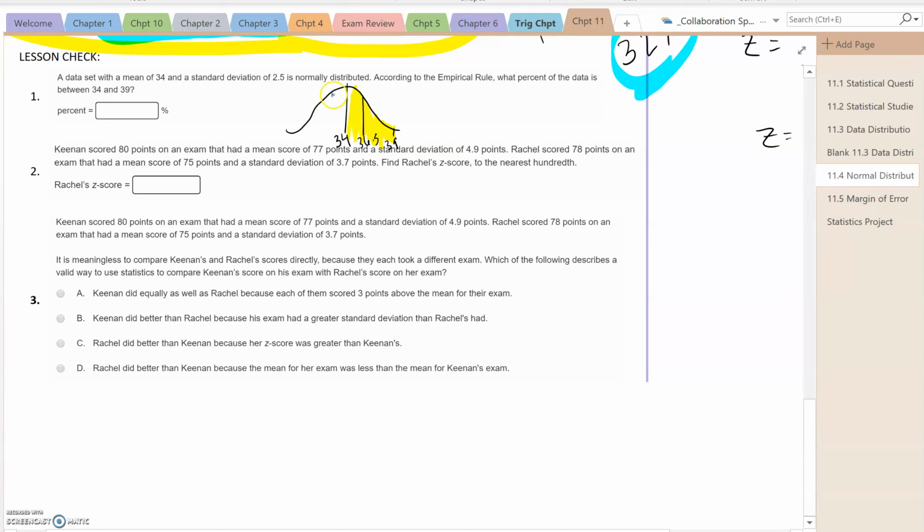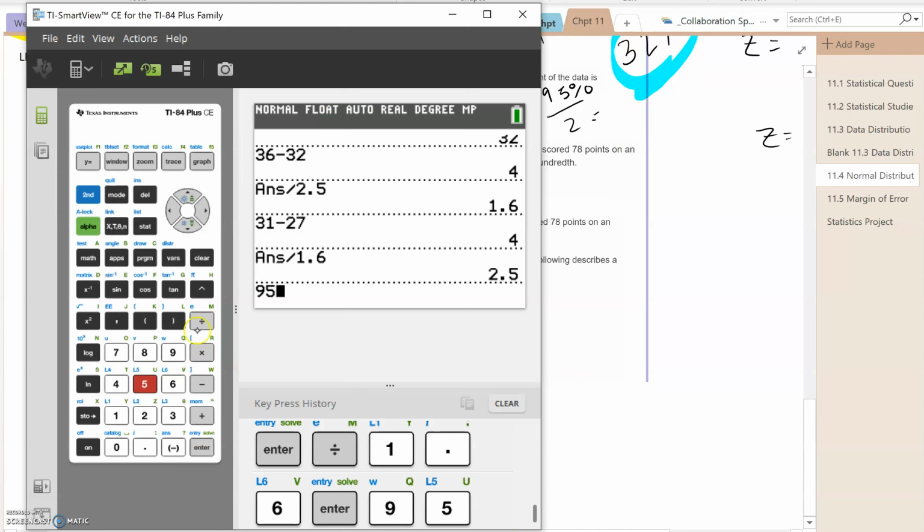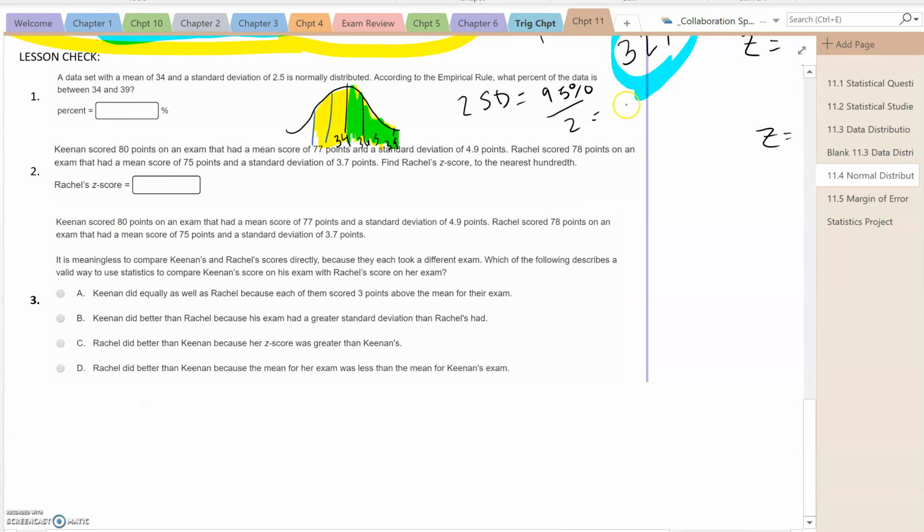We normally also have 2 standard deviations below the mean that are all included, and the 2 standard deviations is 95%. So if we're only looking at the right half here, but we know that this entire shaded area is 95%, we'll just do 95 divided by 2 to get 47.5% of our data falls between 34, our mean, and 39, which is 2 standard deviations above the mean.